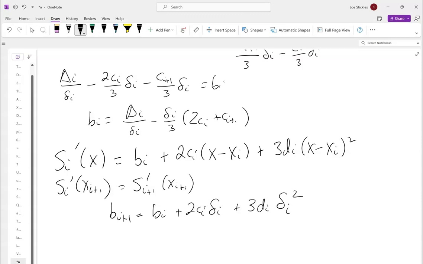Now notice that these are just for the interiors, right? So this will not work with I equal to 1, because we're not doing this at the first endpoint. It starts at I equal to 2, up to I equal to n minus 1, right? So these will be equations that we'll use for the C sub 2 up to the C sub n minus 1, okay?